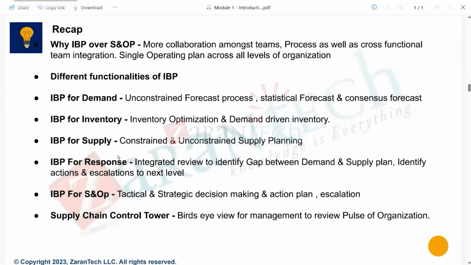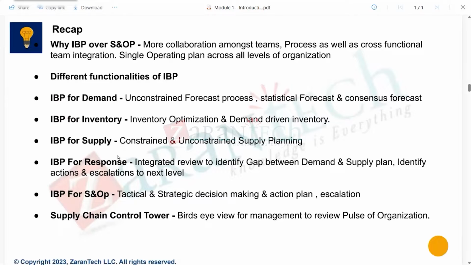Slowly, during the sessions starting next week, we will get into a detailed deep dive into each and every functionality of IBP, starting off with demand, then inventory management, then supply planning, sales and operational optimization, so on and so forth, and the control tower. So before we move on, I thought we'll just have a small recap of what we learned in the last couple of days.